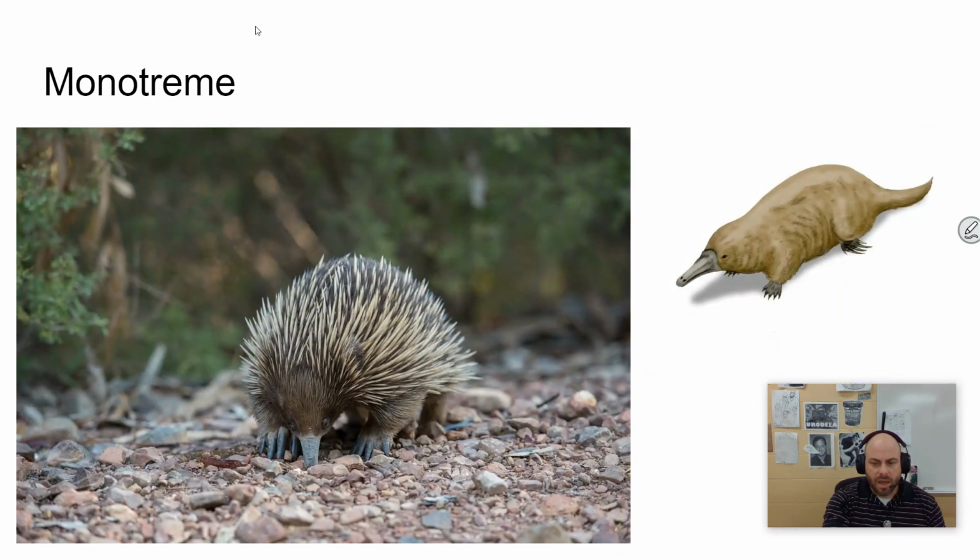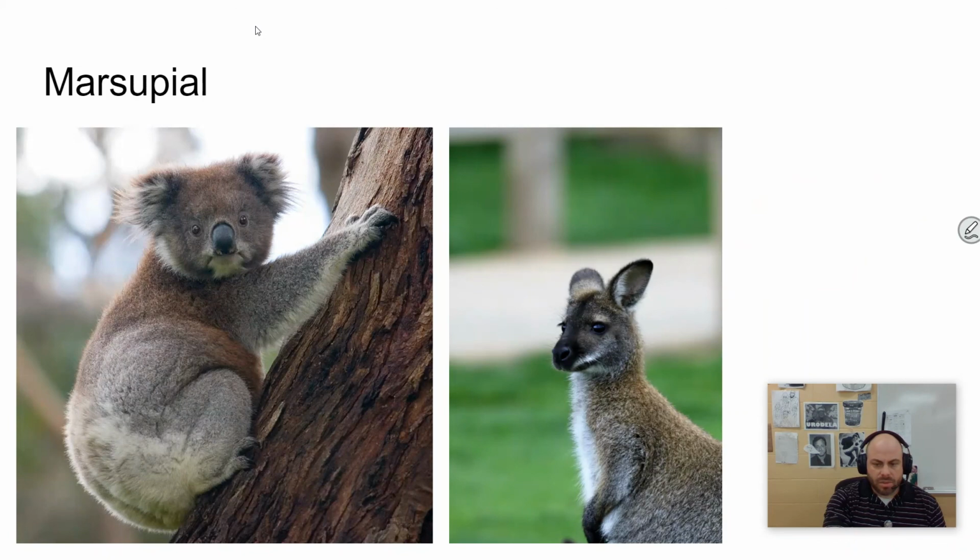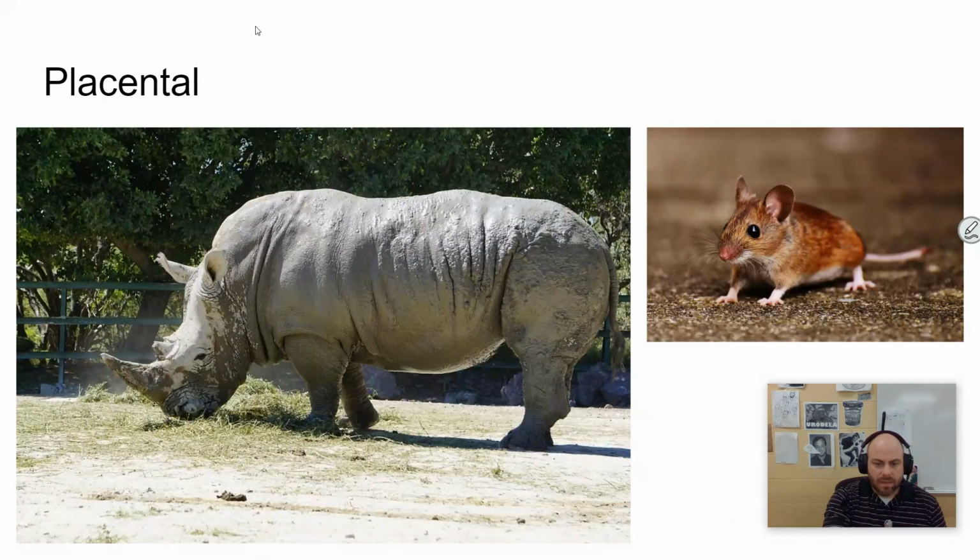There's monotremes. These are egg-laying mammals. There's marsupials. These are mammals that have a pouch. And then there are placentals. These are mammals that have a placenta and give live birth through that.